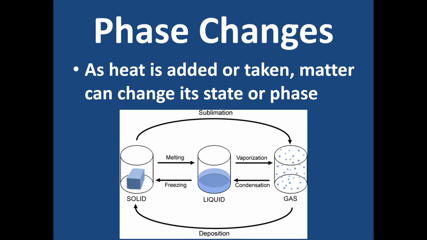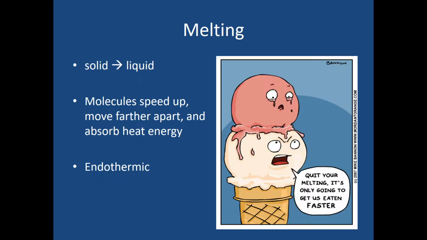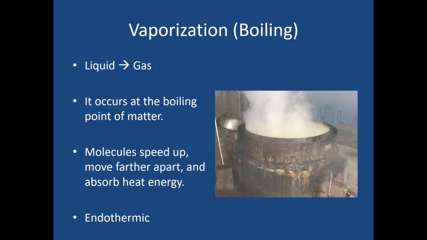So as heat is added or taken away, matter can change its state or phase. I don't have endothermic or exothermic on it. We can ignore that. So melting is solid to liquid. Molecules speed up, move farther apart, and absorb heat energy. Freezing is liquid to solid. Molecules slow down, move closer together, and release heat energy. Vaporization, also known as boiling, occurs only at the boiling point of matter. Molecules speed up and move farther apart and absorb heat energy.